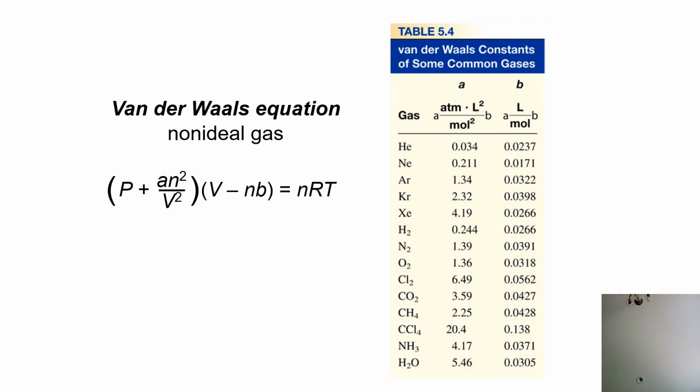Okay, so we will not deal with this equation. You should understand what the A and B corrections are, and that's about all you need to know here. So V minus nB corrects for volume, and P plus a n squared over V squared will correct for those attractive forces. And that wraps up our gas law content.